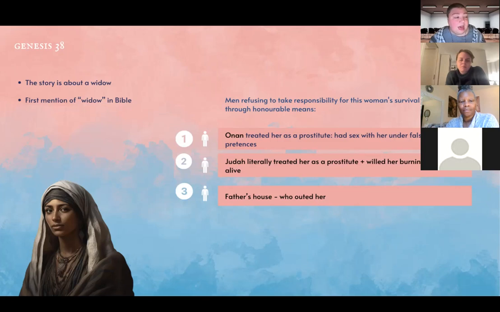And who do you think outed Tamar's pregnancy and called her a prostitute to begin with? It would be her father or someone in her father's house. Either way, the fate of Tamar when her father eventually died would be to receive no support or inheritance because she was a woman, meaning she would likely have to be a prostitute in order to survive anyway.